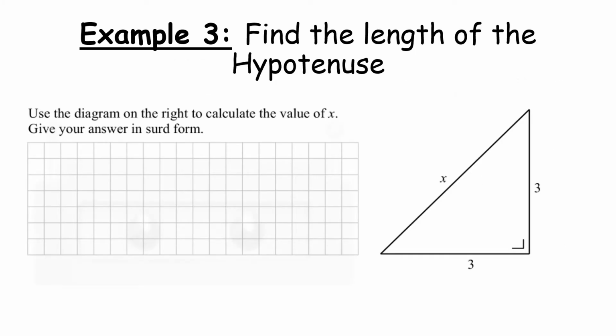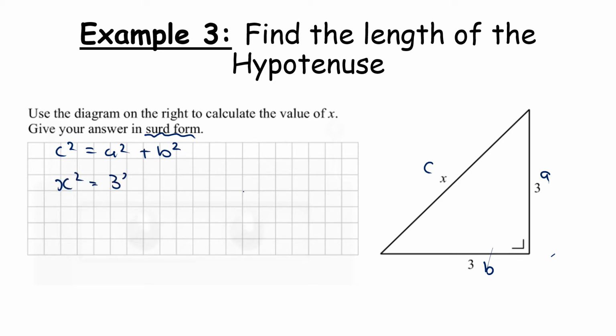So now let's use Pythagoras' theorem to help us to work with some questions. Use the diagram on the right to calculate a value for x. Give your answer in surd form. So that's important. That's working with our square roots. So first thing I'm going to do, I label my triangle c, a, b.